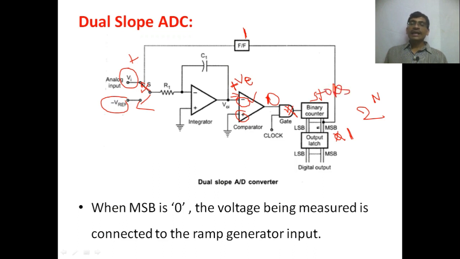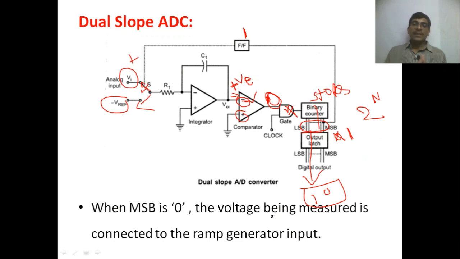At that time, whatever binary bits are present here will be propagated to the display device through the latch. It will show the counts here. The comparator output will be equal to 0 whenever the voltage applied to the inverting terminal is greater than 0. Actually the integrator output is negative, right? So it has to reach 0, then only it will work.